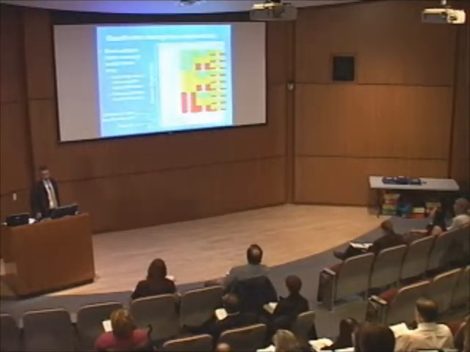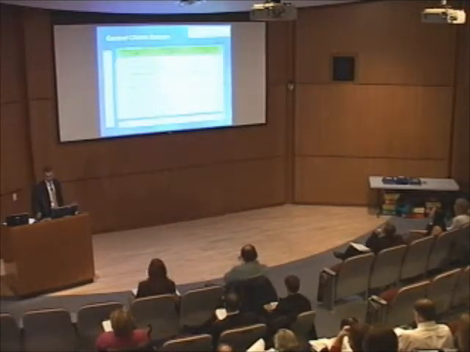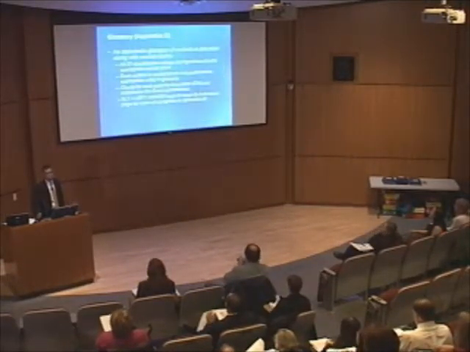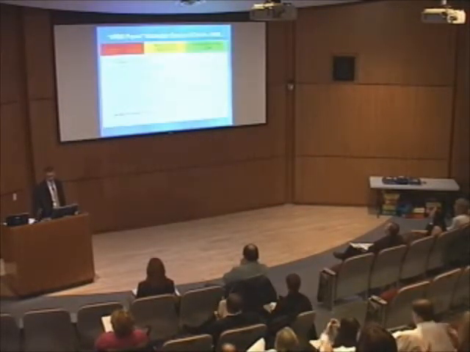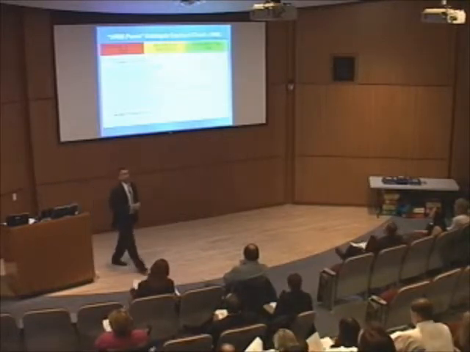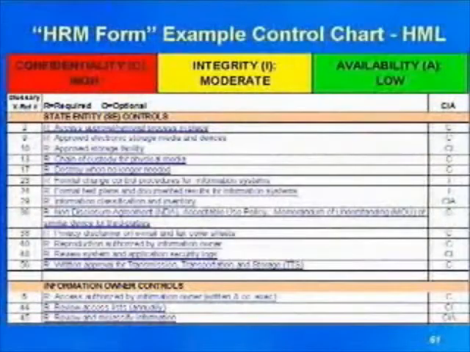Okay, so we have looked at the index page, we have looked at the sample control charts, and we've also looked at the glossary. All right, so these are the three components that you need to worry about. And based on the classification of the human resources management form, we had high, moderate, and low. This would be the sample control chart for that. And you will see that the number of controls has really gone up. The state entity controls are almost a dozen compared to just 3 for the low, low, and low. So as you can see, the number of controls has gone up for confidentiality. All right.